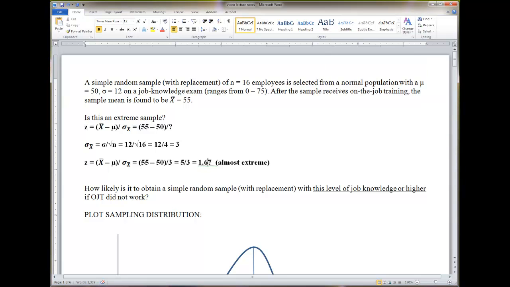Let's be better here. We went around to the thousands place, so 1.667.